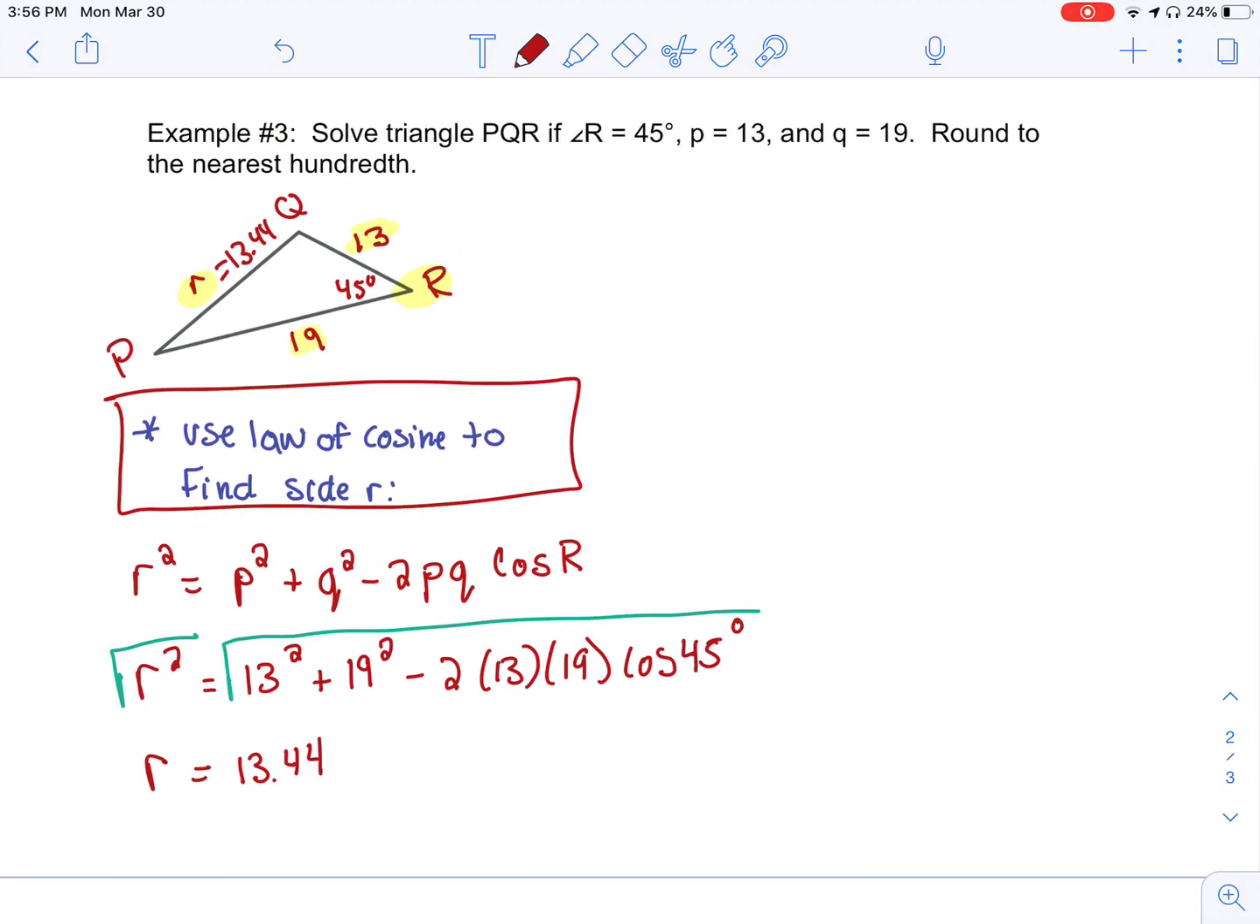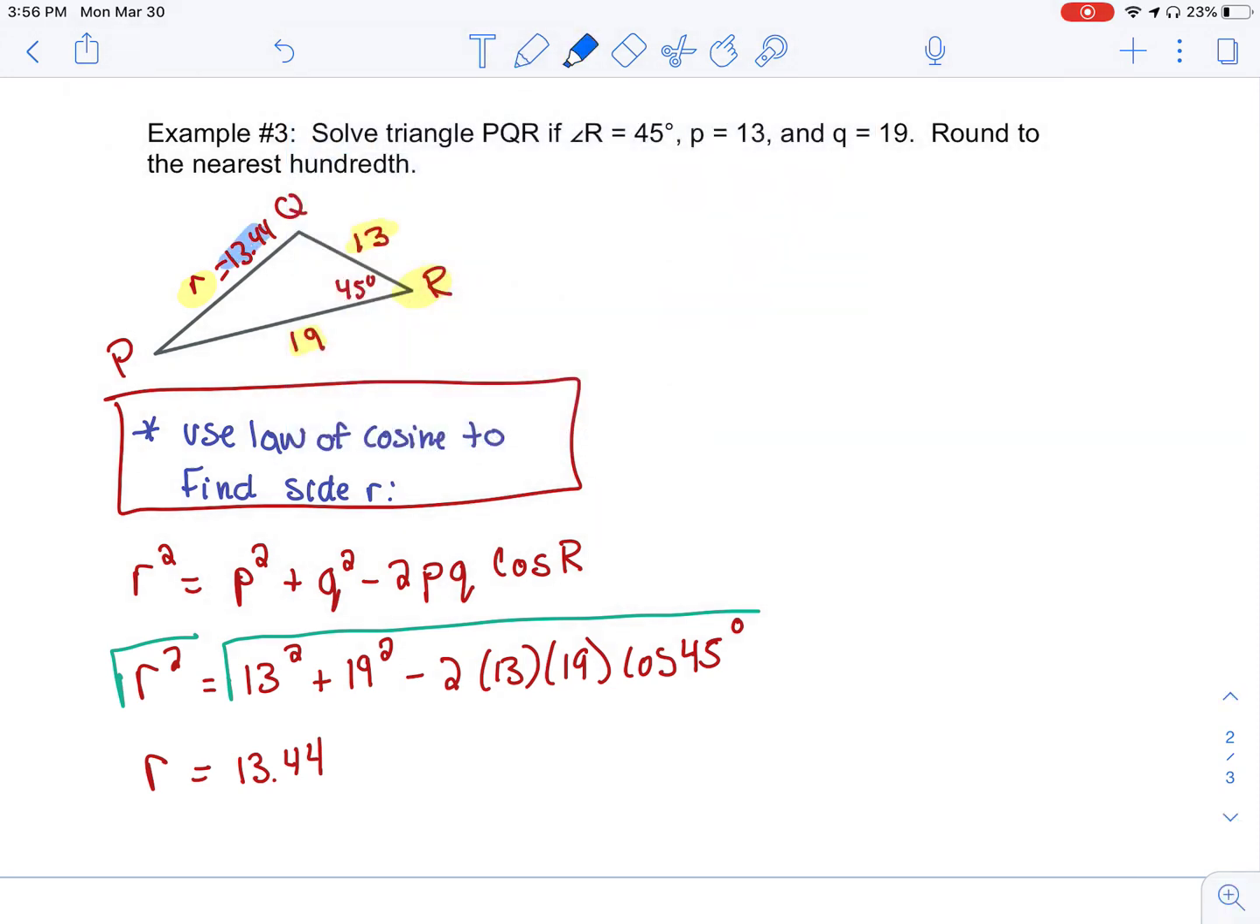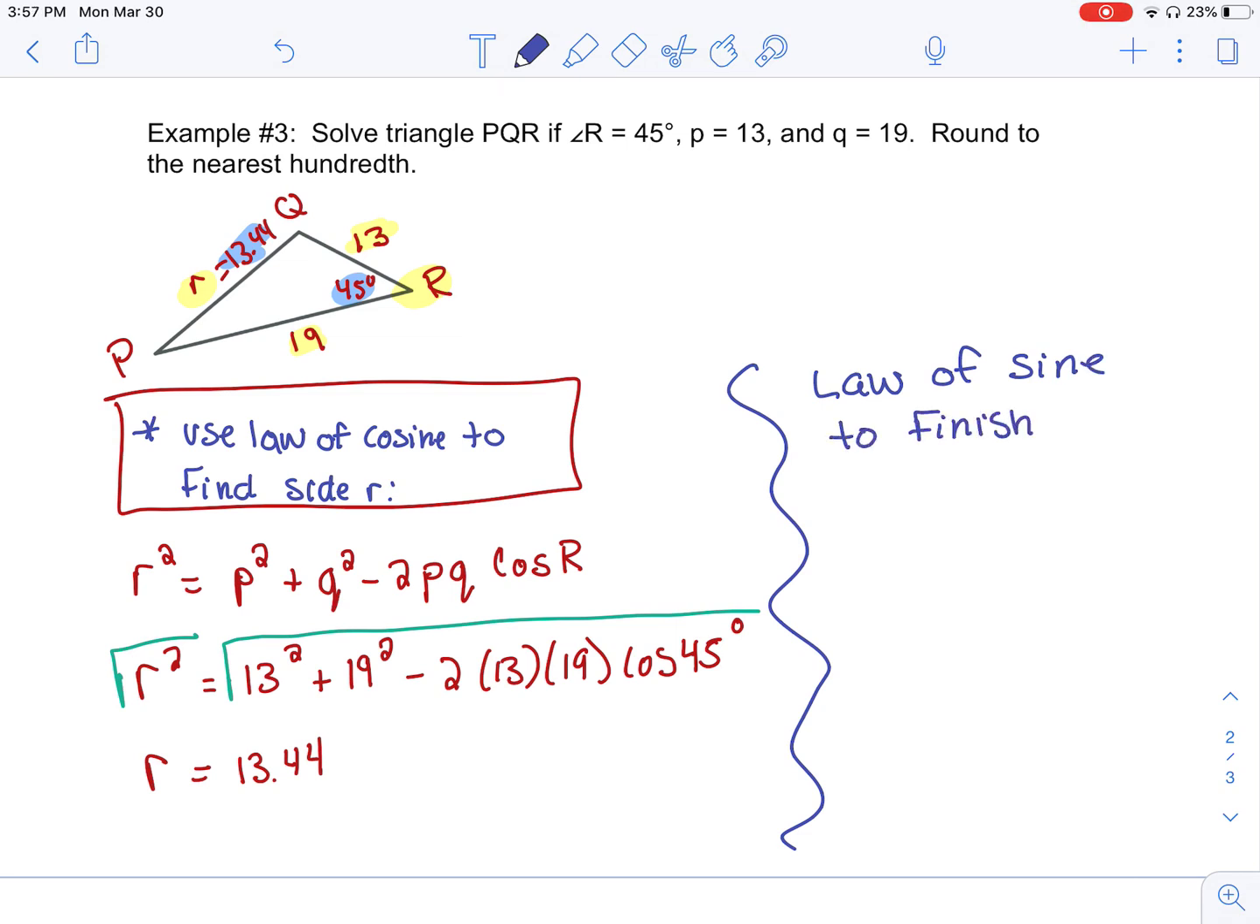So now, once I have that side, I now have an angle side pair. I now have this side and this angle, which gives me an angle side pair, so I can use law of sine at this point to solve the rest of my triangle. So I'm going to use law of sine to finish solving the triangle. So I can now solve for either P or Q. It doesn't matter because I have both of those sides. I'll go ahead and solve for P.